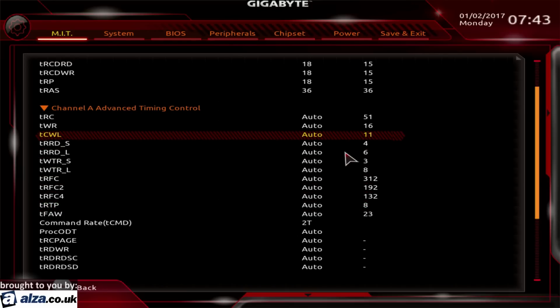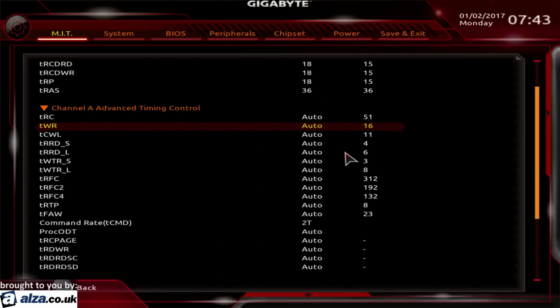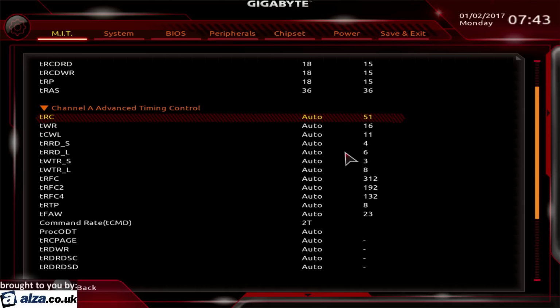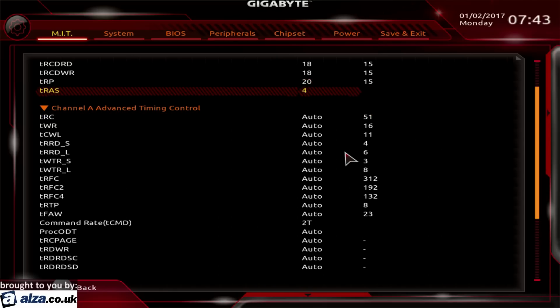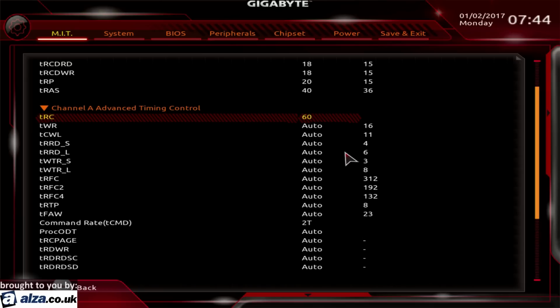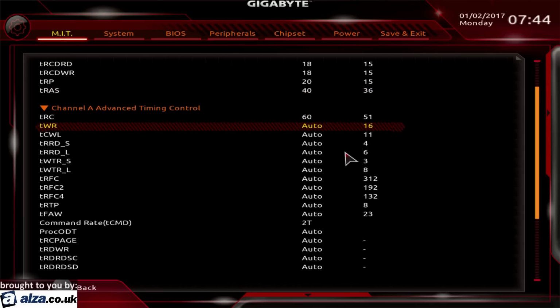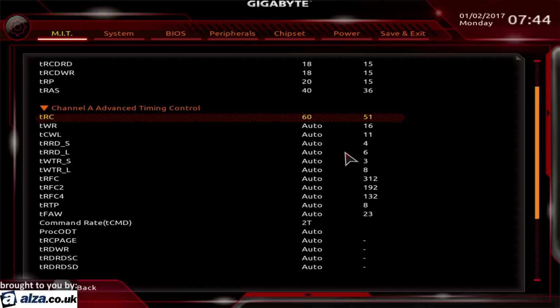TCWL tends to be set a bit high. TWR tends to be set a little bit high. TRC is set pretty high. TRC has a special rule. Your TRC cannot be less than your TRP plus your TRAS. So if your TRP is 18, or actually a simpler example, if that was 20 and that was 40, TRC can be no lower than 60, because if it's lower than 60, it costs you stability. It will literally just spit out errors.